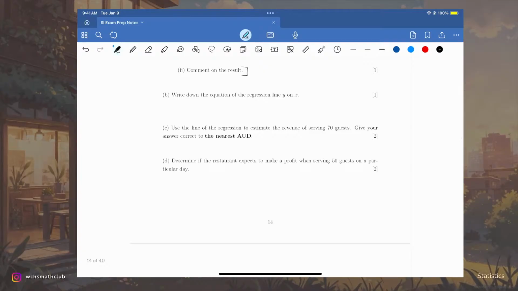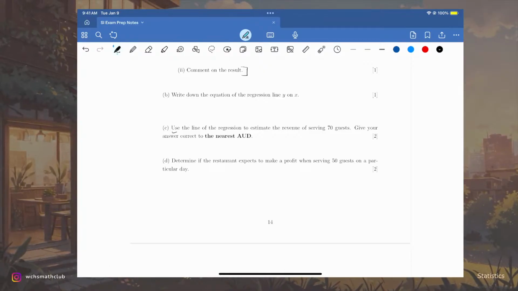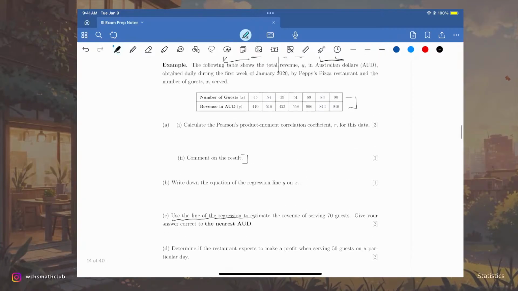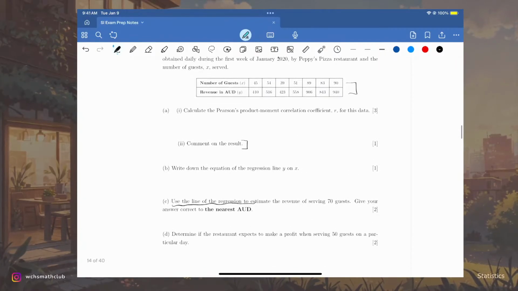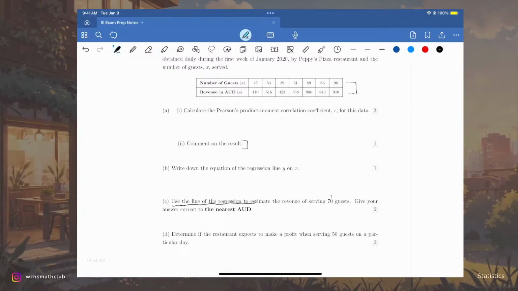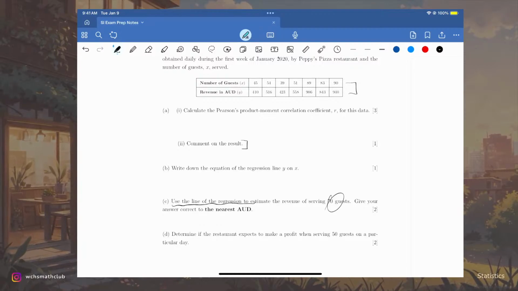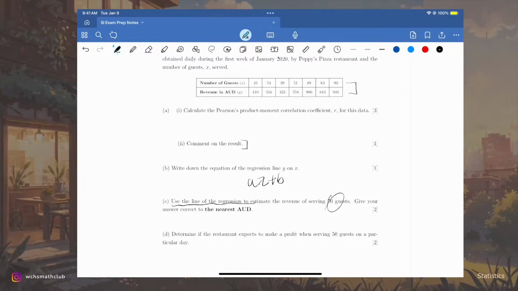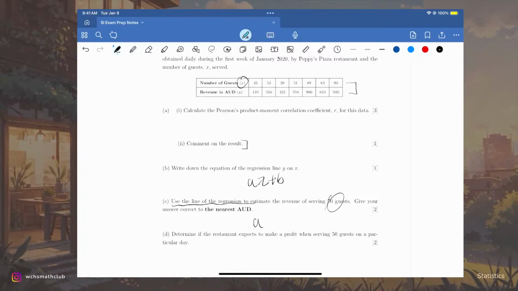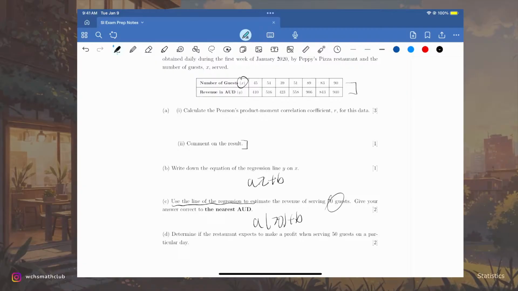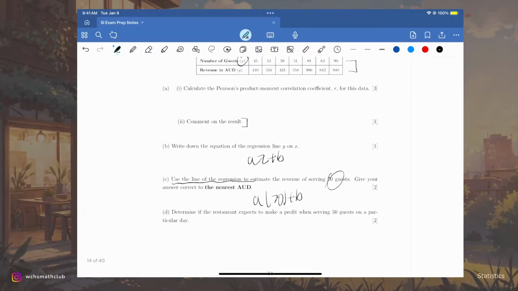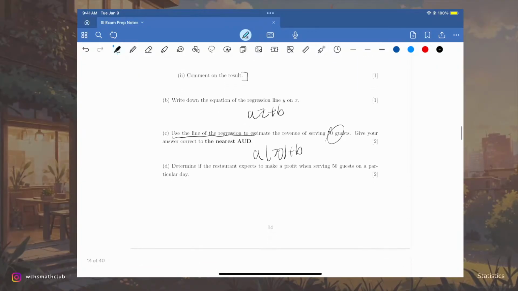Okay, and next part you have to read carefully because it says to use the line of regression. That means that even if there were a data point within the table that has serving 70 guests, you're not allowed to use that. You have to use your equation of the line. So this will typically give you something like AX plus B, and using our regression line serving 70 guests, given that the number of guests is X, it'd be something like A times 70 plus B, based on whatever values A and B you get from your calculator in part B.